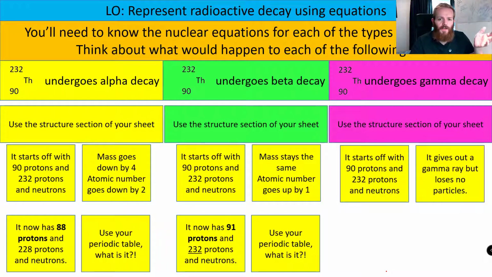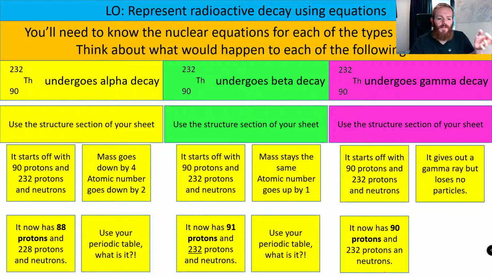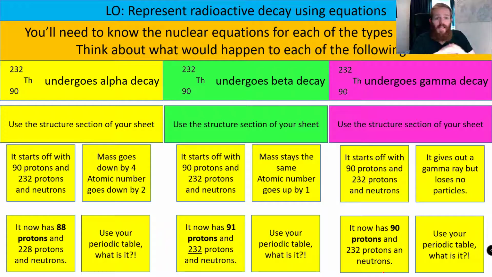No particles are given out. Okay, so it gives out a gamma ray but loses no particles, so it's still got 90 protons and it's still got 232 protons and neutrons, and therefore, if I look that up, I don't need to because it's there already, 90 protons means it's thorium. So if thorium undergoes gamma decay, it stays as thorium.